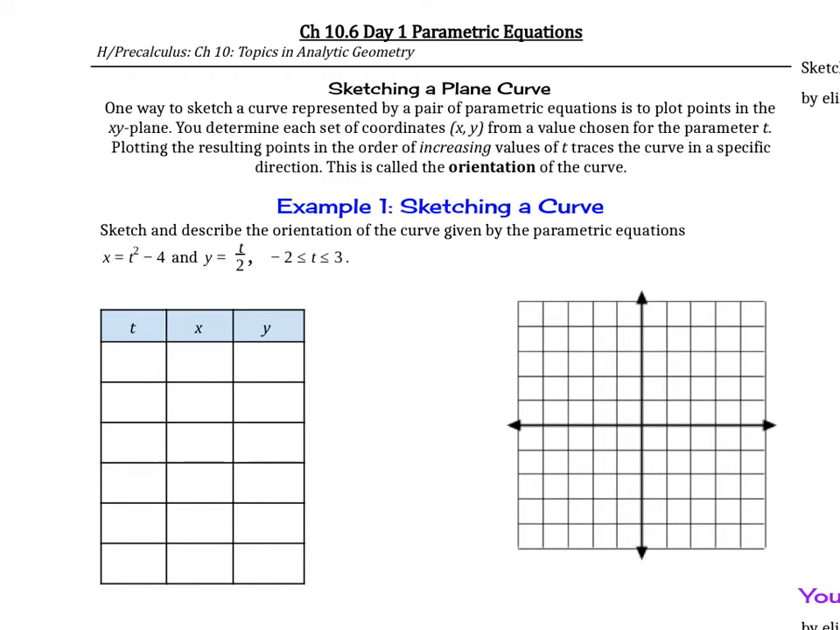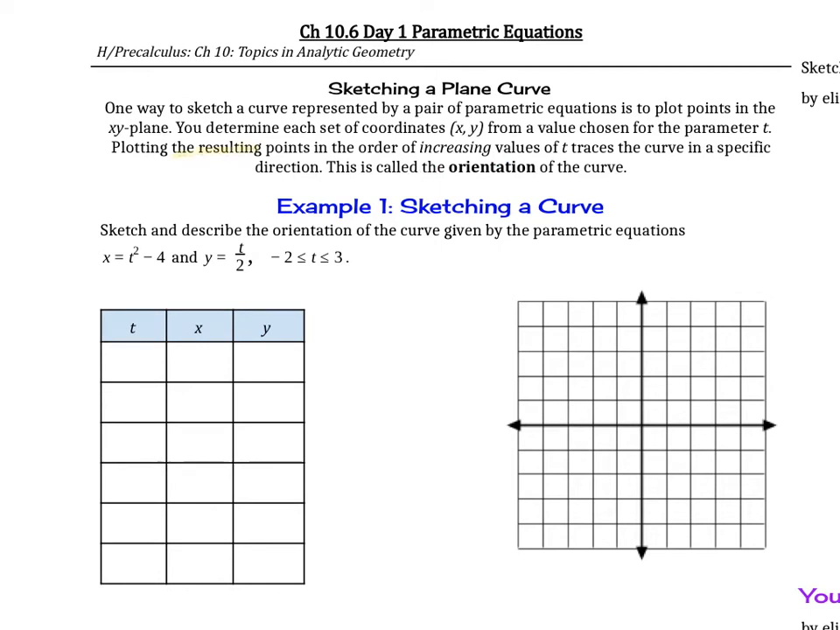Chapter 10.6, Day 1, we're going to look at parametric equations. We're going to sketch a plane curve. One way to sketch a curve represented by a pair of parametric equations is to plot points in the xy plane. You determine each set of coordinates xy from a value chosen for the parameter t, like it is chosen for us here. Plotting the resulting points in the order of increasing values of t traces the curve in a specific direction, and this is called the orientation of the curve.